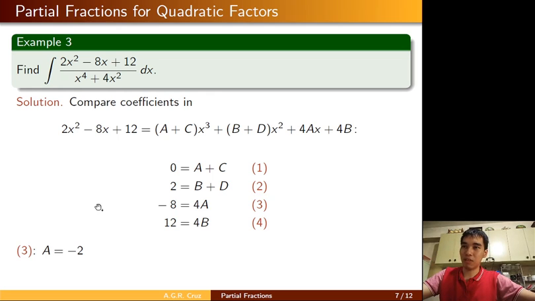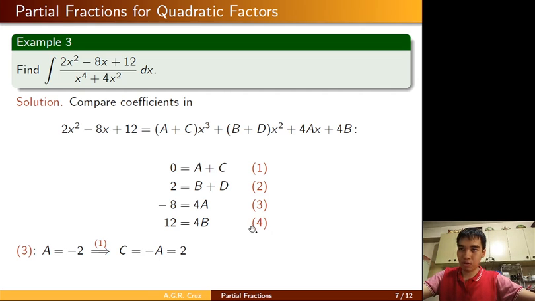Using this value of a, we can look for the value of c in equation 1. Equation 1, what's the value of c? If you transpose a to the left, it will become negative a, no? So we're left with the equation c equals negative a. But your a is negative 2. Your c is now the negative of negative 2, which is positive 2. So okay, that's c.